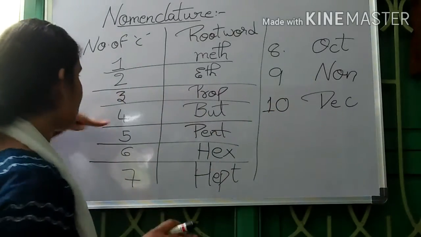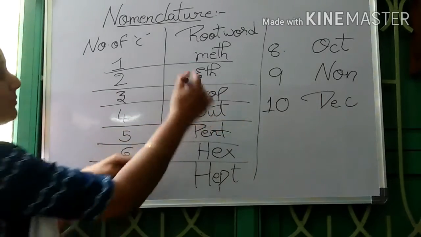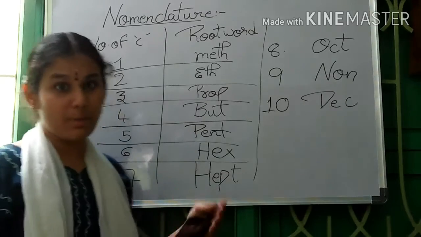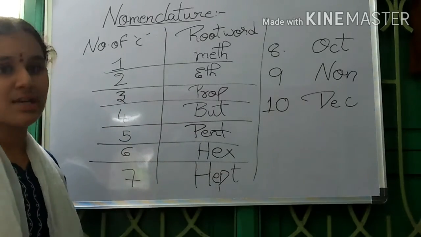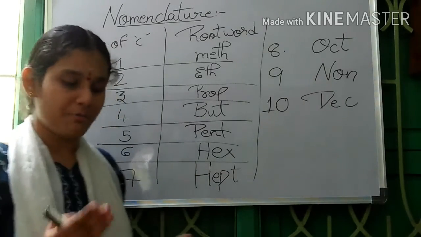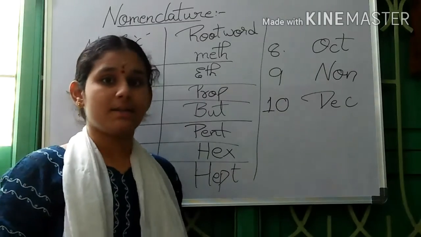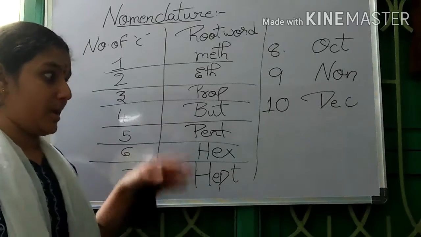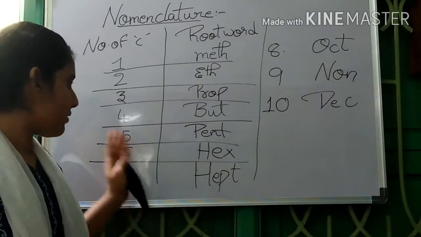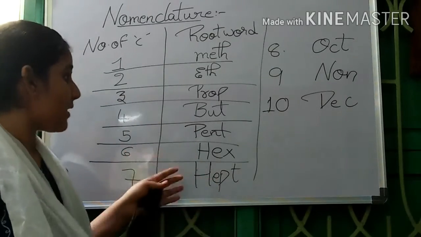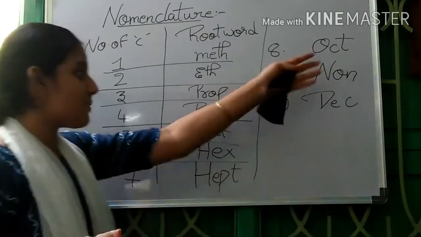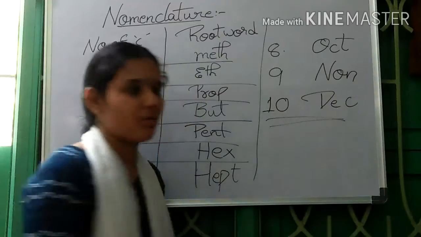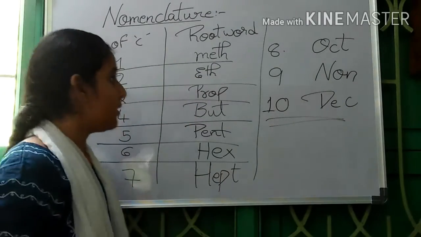We must learn until here: meth, eth, prop and but. From pent, hex, these we can remember because we have studied polygons in mathematics. If the polygon has 5 sides, then it is called a pentagon. Similarly, if a carbon chain is having 5 carbons, then the root word will be pent. Similarly for others. Majorly until 10 carbons we have to name.